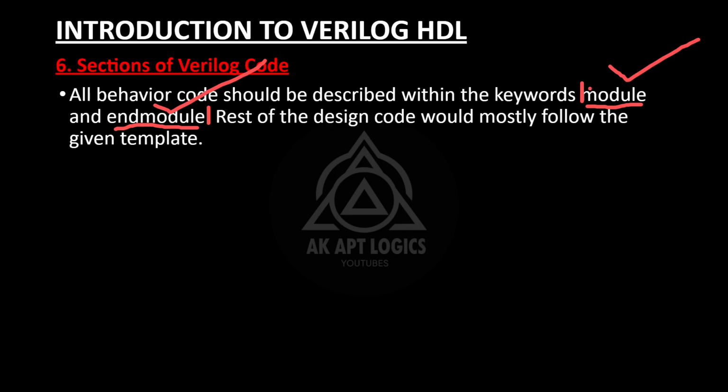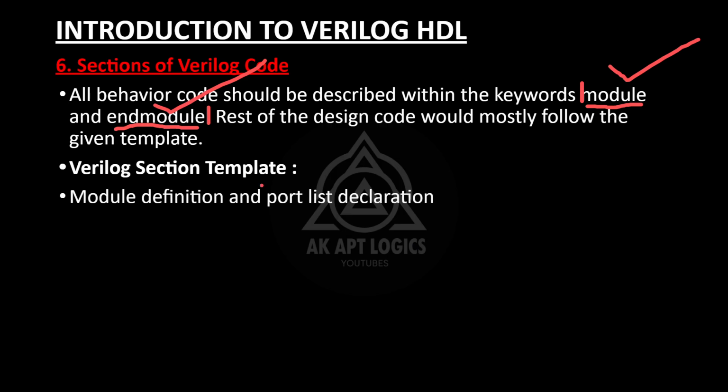So module is a keyword and endmodule is also a keyword. There is no space between end and module. Remember the point. And module is the smallest unit, or you can say it is one system or one design. Next, the Verilog section template: module definition and port declaration.